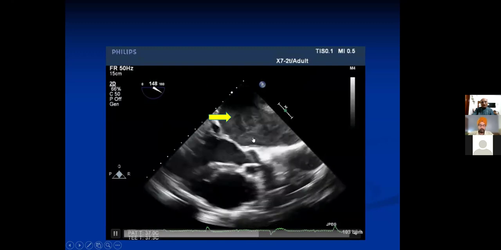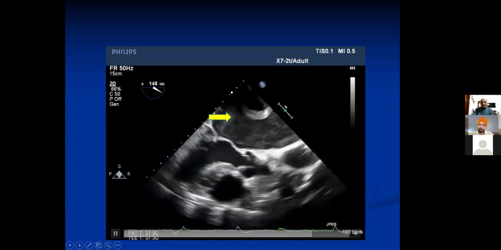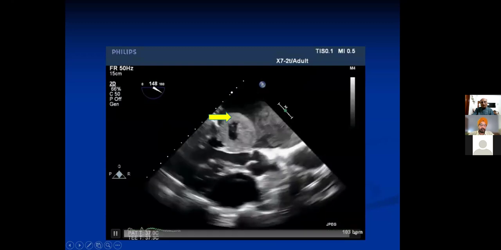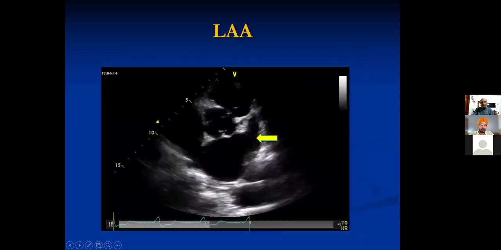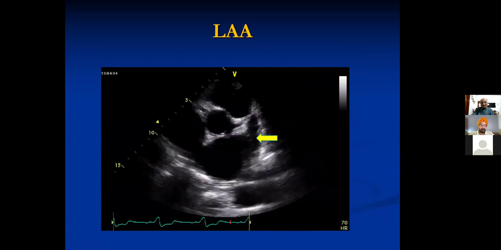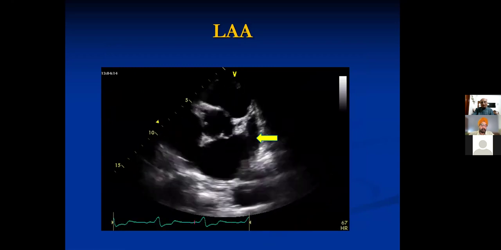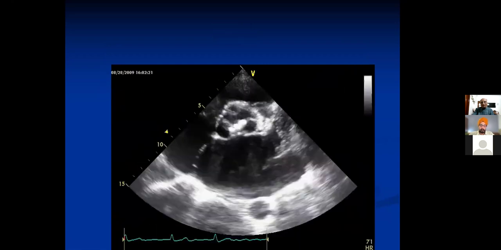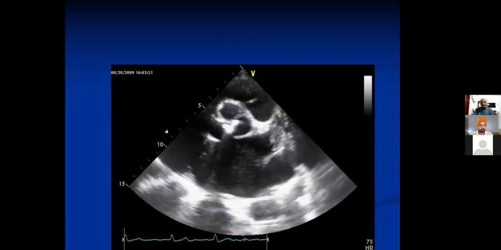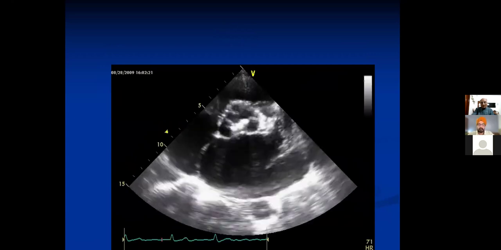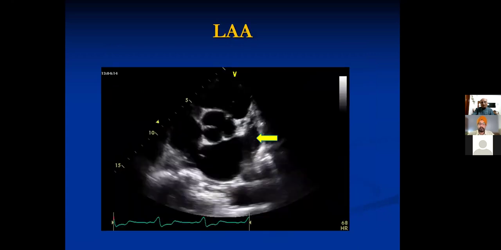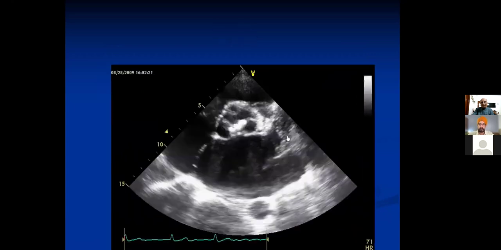Then you should always try to see the left atrial appendage. If you are lucky, you will get it, but don't miss seeing the left atrial appendage from a short axis view. Here it is clear, but here you see there is a thrombus in the left atrial appendage. Here it was completely clear, and here you see there is a thrombus.